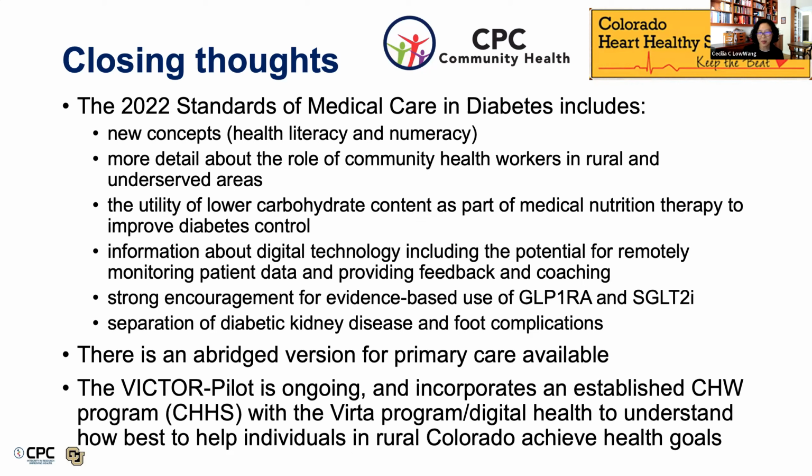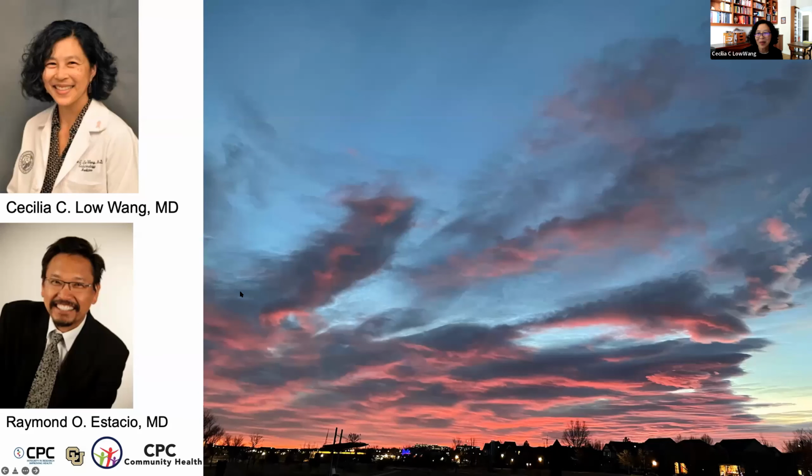And what we're doing is a lot of the things that are in the standards. So we're incorporating an established community health worker program, the Colorado Heart Healthy Solutions, with the Virta program and digital health to try to understand how best to help individuals in rural Colorado achieve these diabetes-related health goals, and hopefully do all of this better. So I wanted to close with that.